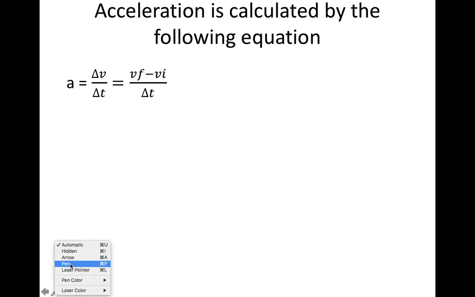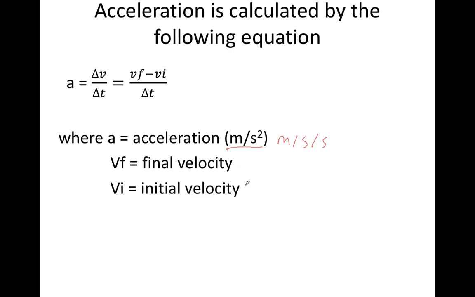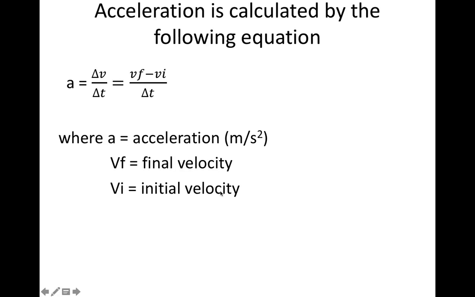Acceleration is calculated by the following equation. Acceleration is equal to delta v over delta t, which equals v final minus v initial over delta t, where a equals acceleration and the units are meters per second squared, also written as meters per second per second. Vf equals final velocity, Vi equals initial velocity, and delta t equals time.